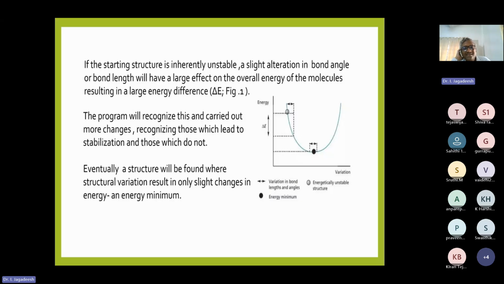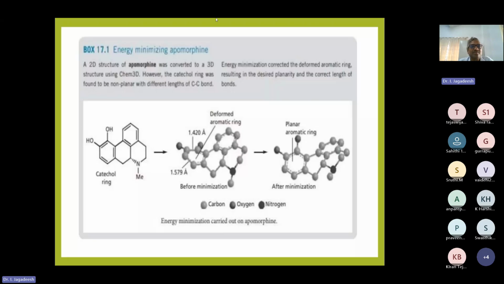So the program will recognize this and carry out more changes, recognizing the changes which lead to stabilization, those which did not have stability at the starting. Eventually, a structure will be found where structural variation results in only slight changes in the energy, a slight energy minimum. We are going to find where you will have a plateau stage also, and fix it as a minimum energy state. That molecular structure where we have the minimum energy state of a ligand, we have to take for further consideration. This is our journey. We will see now an example.